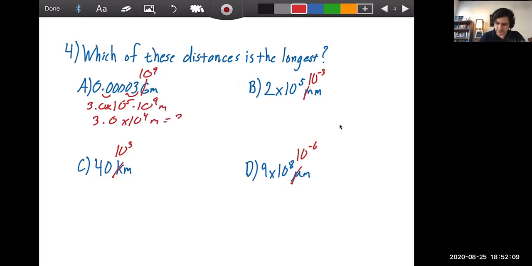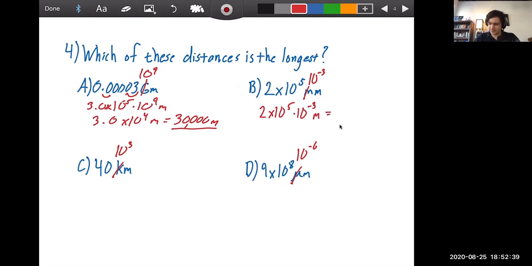So that equals 30,000, 3 times 10 to the 4th meters. Okay, one of them is converted to meters. This one will be a little bit faster and easier since it's already in scientific notation right here. And we would have 2 times 10 to the 5th. And I knew that milli was times 10 to the minus 3. So times 10 to the minus 3 meters.